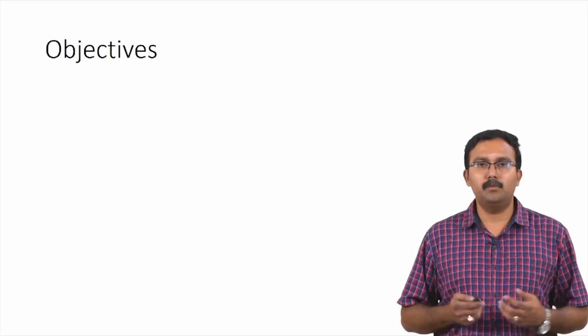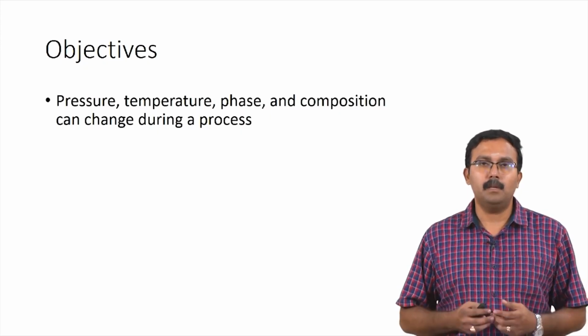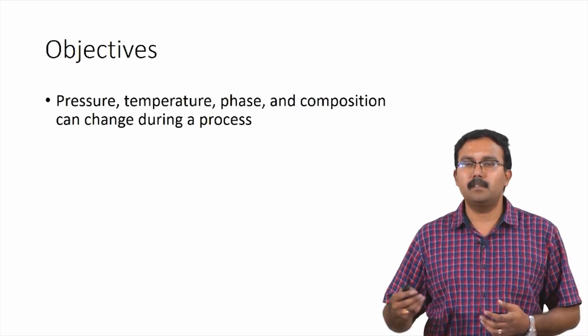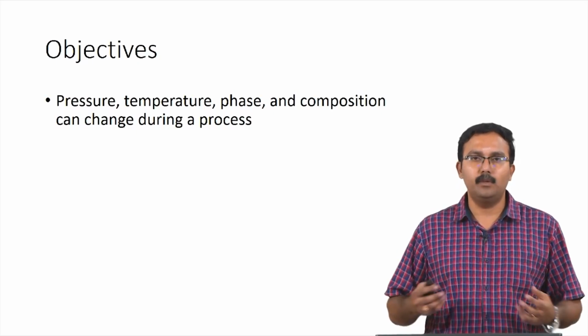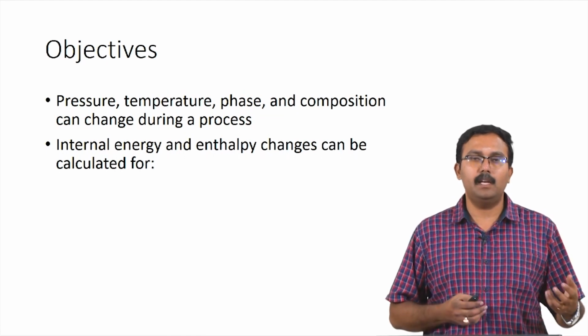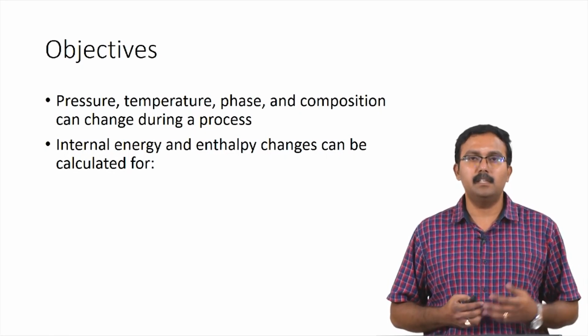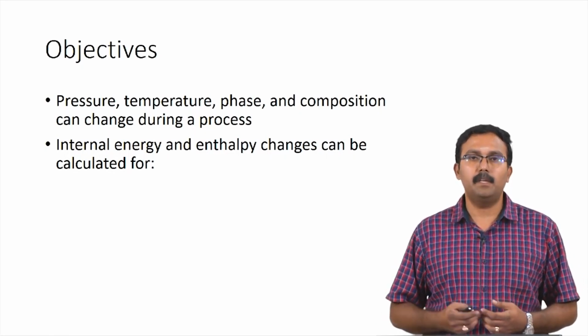Before we start performing these calculations, we will have this introductory lecture where we will talk about the overall objective and procedures which are involved in calculating changes in internal energy and enthalpy. So, what are the objectives of performing energy balance calculations for chemical processes? The chemical processes are the ones where pressure, temperature, phase and composition are changing during the process. So, for this type of a process, we might have to be calculating internal energy and enthalpy changes. So, we will be using changes in internal energy for closed systems and changes in enthalpy for open systems.